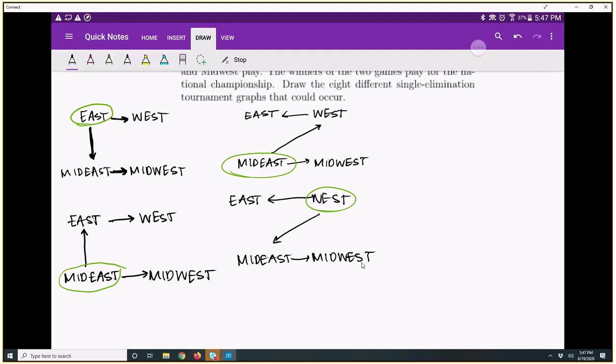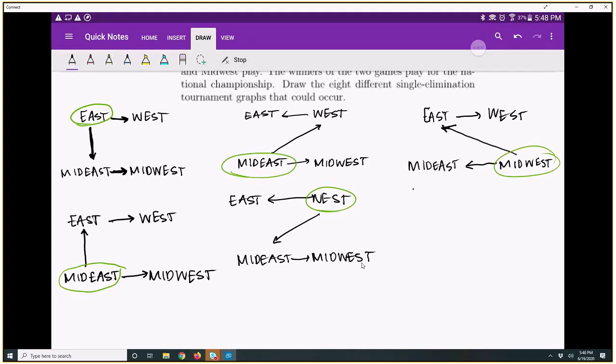Also, I could have East beats West, but Midwest beats Mid-East. So I have the arrow pointing at Mid-East. So now Midwest and East are going to face off for the championship. And let's say Midwest has won. So the arrow points at East.